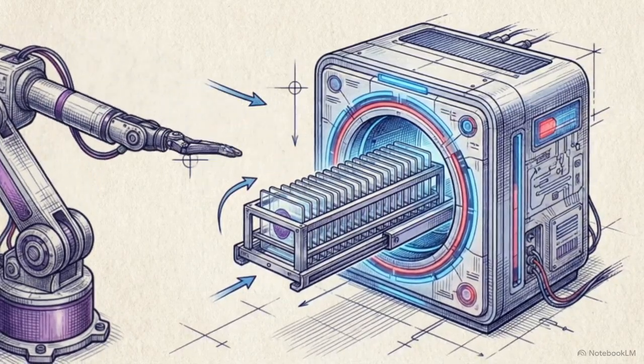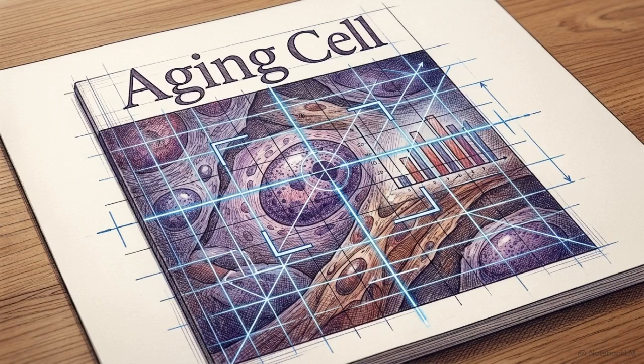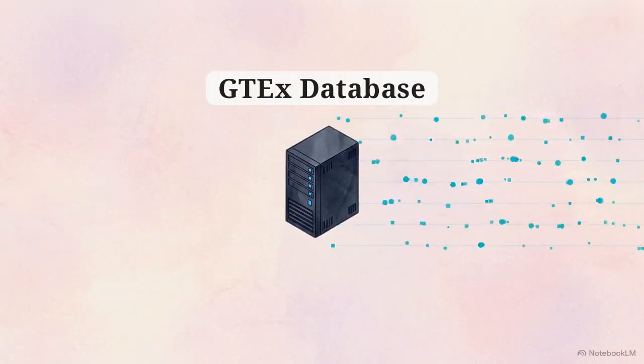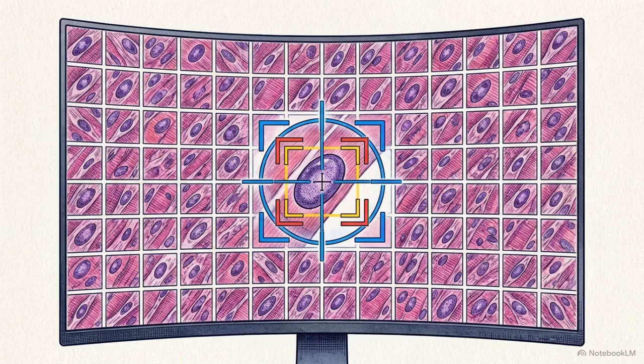high-throughput, objective science. A 2026 study published in Aging Cell addressed this problem by applying an automated AI pipeline to the genotype tissue expression, or GTEx, database. By running the algorithm over a massive library of whole slide images, the researchers removed human subjectivity.